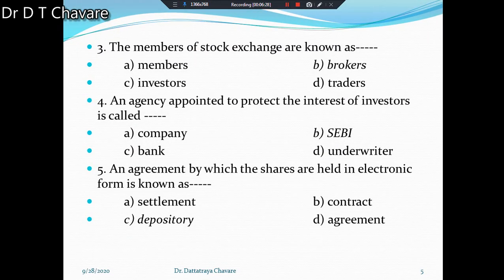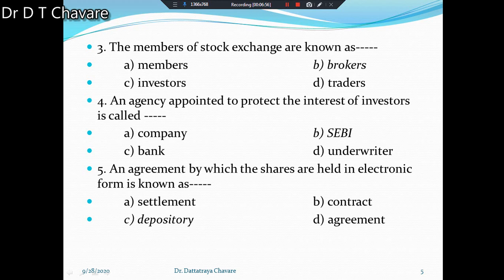Then third question is there: the members of stock exchange are known as dash dash. The alternatives are given here. What is the first alternative? Members. Not at all. Brokers. It means that stock exchange members are known as brokers. That's why broker is the right alternative.